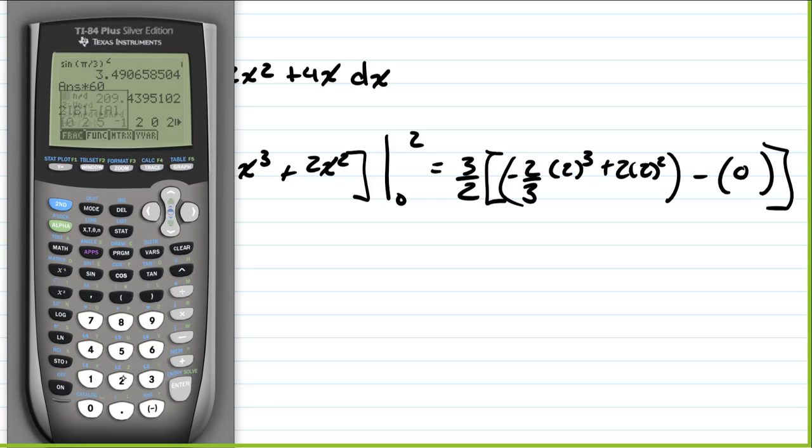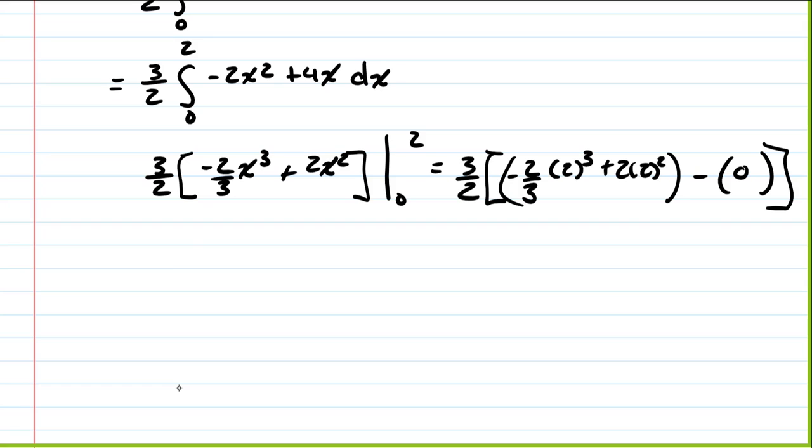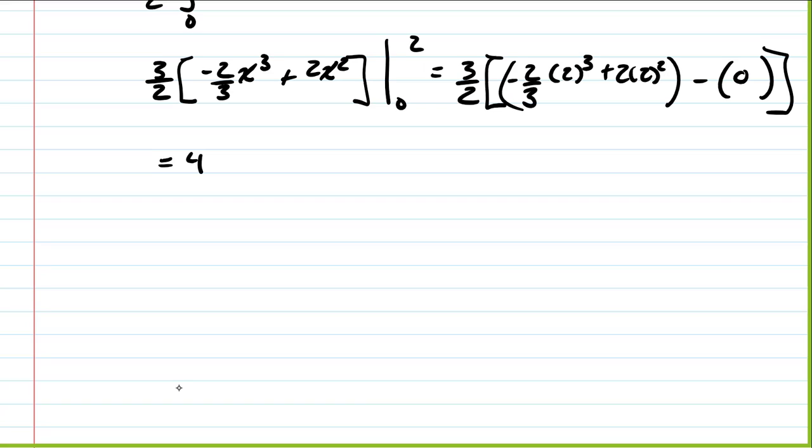3 over 2 times negative 2 over 3 times 2 cubed plus 2 times 2 squared, close our parentheses, we get 4. Oh, that worked out nicely. So we get 4. So now let's summarize all of the things that we had.